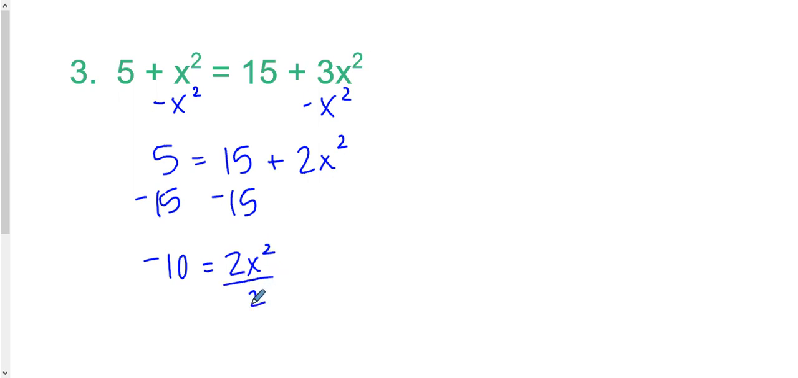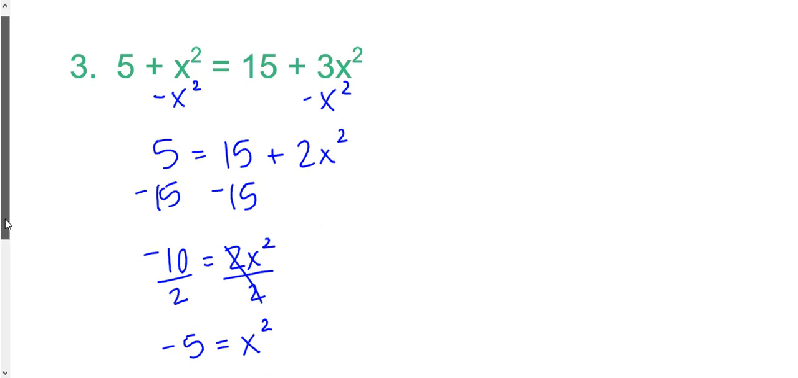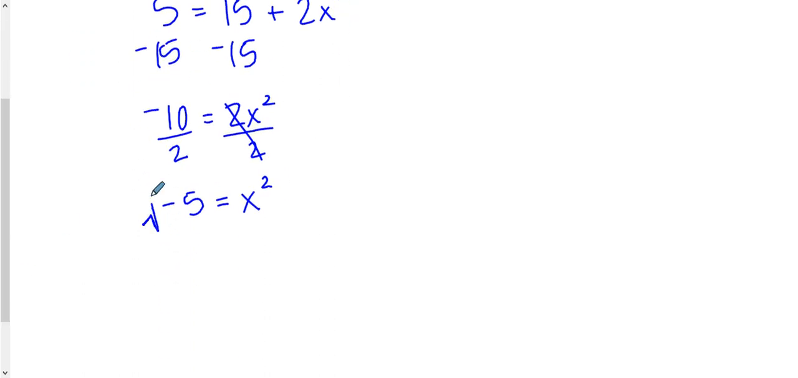From here, I'm going to divide both sides by 2. Negative 10 divided by 2 is negative 5. Those 2's cancel, leaving me x squared. Now that I have x squared all by itself, I'm going to go ahead and square root both sides. That square root cancels out my square.